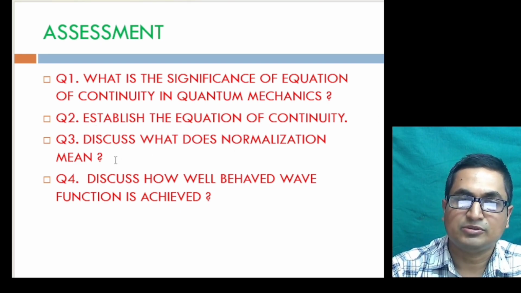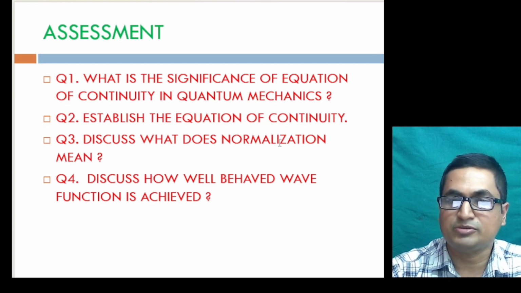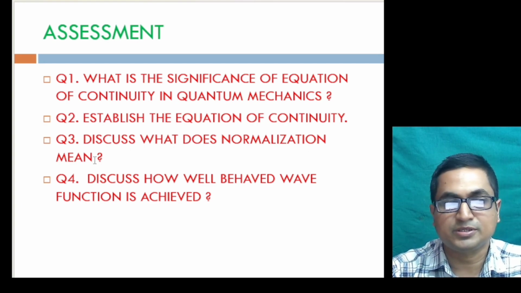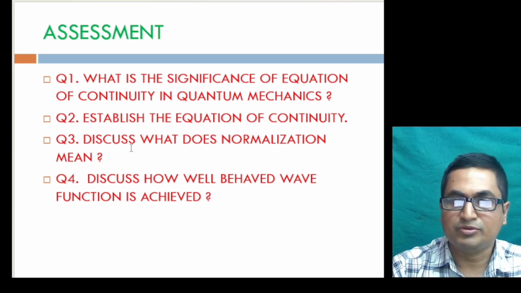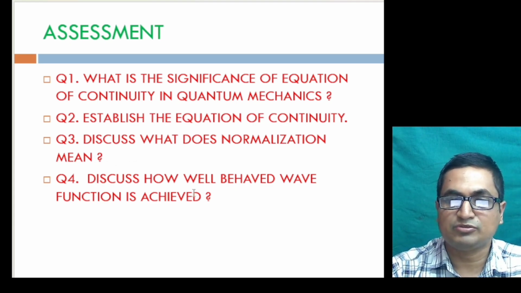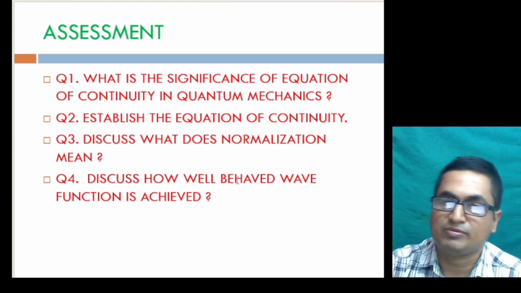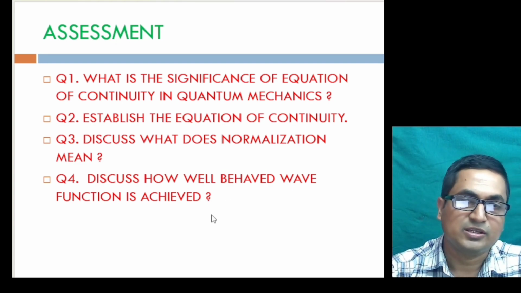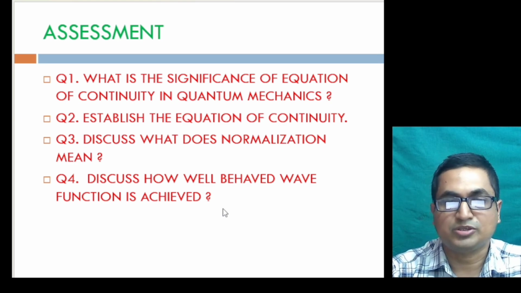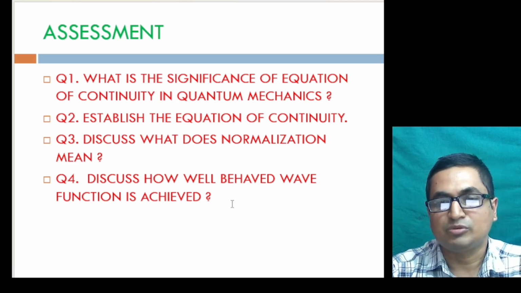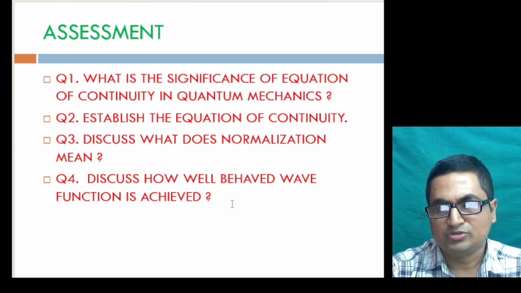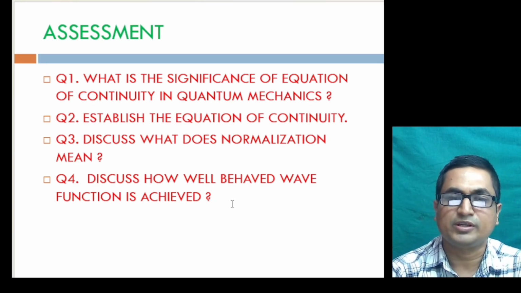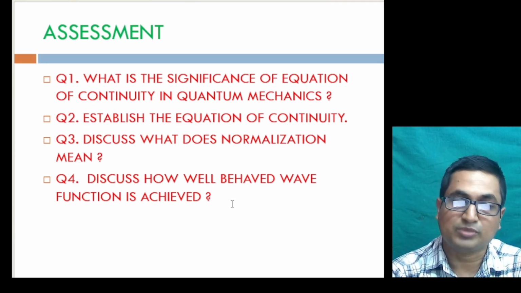Discuss what normalization means. What does normalization actually mean? As pointed out earlier, it represents the finiteness of the probability: probability is finite, or the maximum probability is 1. Discuss how well-behaved functions are achieved. There are 5 conditions that wave functions must satisfy to prove that they are well-behaved. And only with a well-behaved wave function can we find a solution of the Schrödinger equation, which will be very clear in the later course of time.